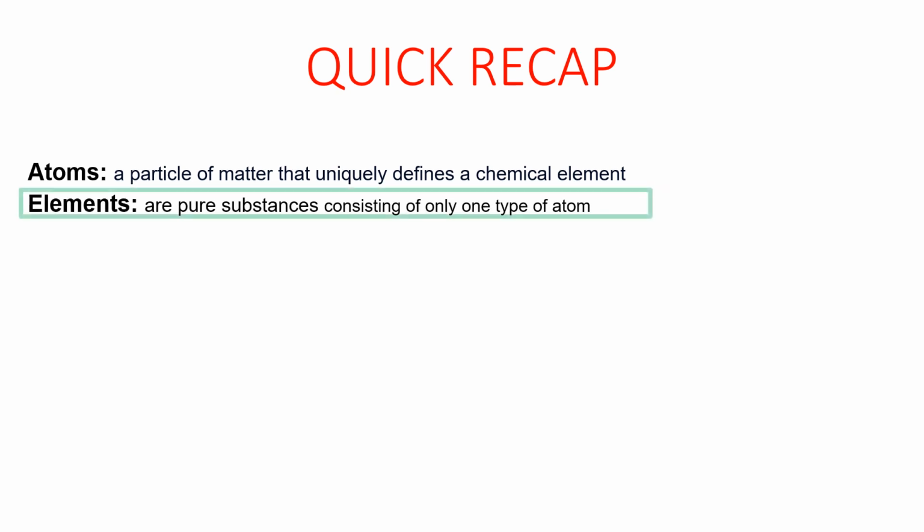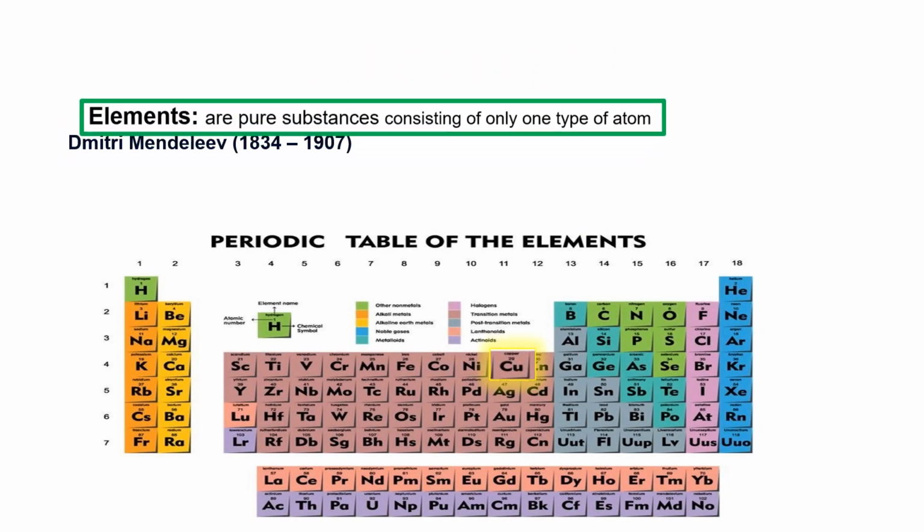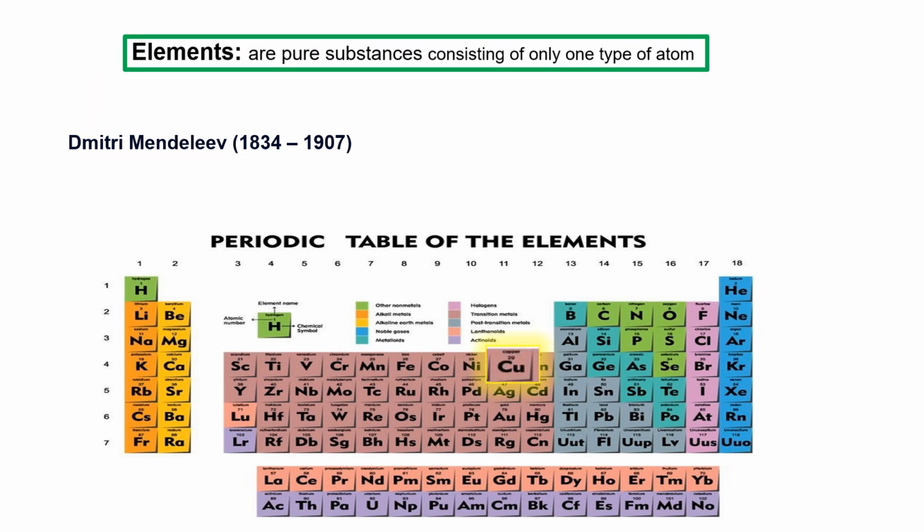Elements are pure substances consisting of only one type of atom. For example, all of the atoms inside the element, such as copper, are identical.